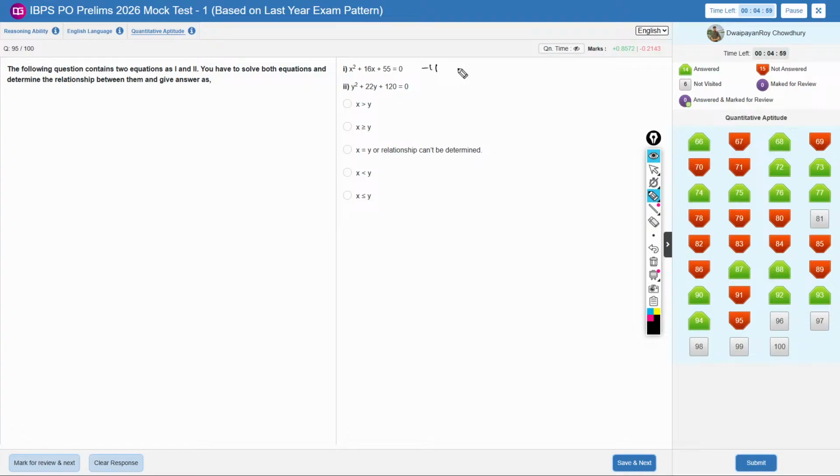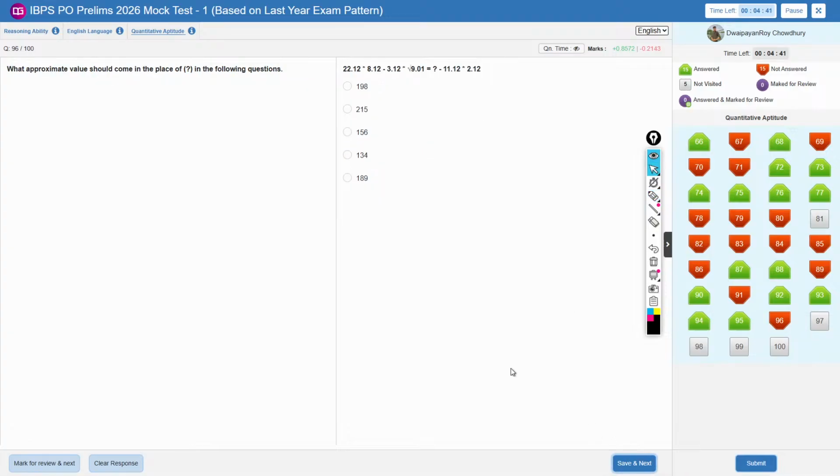So minus 11, minus 5. This is minus 15, 7. No. Minus 10, minus 12. So minus 5, minus 11 and minus 10, minus 12. So no relation again.